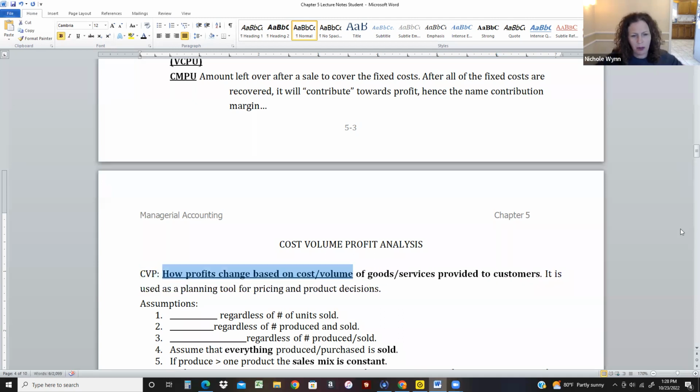That works. How profits change based on cost or volume of goods or services provided to customers. So our profit is going to change, go up or down, based on selling more units or selling it for a different price or anything like that. So it's used as a planning tool for pricing and product decisions.